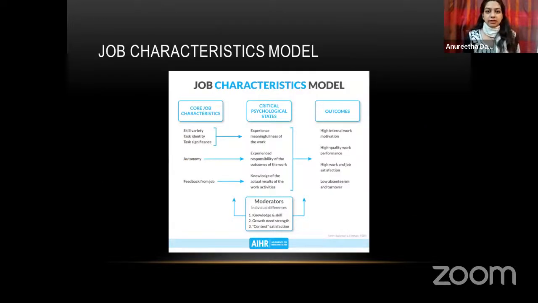Then you have the job characteristics model. Basically, this is the job characteristics model where you have 4 job characteristics, critical psychological states, and outcomes of it.